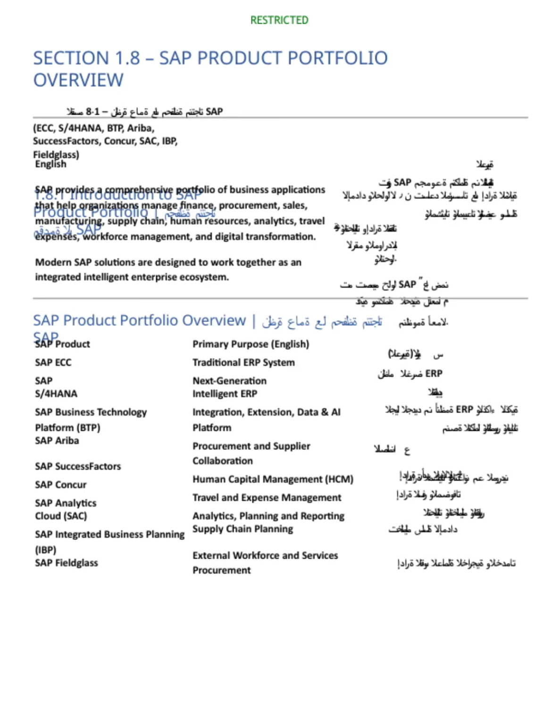Let's take a closer look at the SAP product portfolio, a suite of solutions designed to work seamlessly together, creating an intelligent enterprise ecosystem. From traditional ERP systems like SAP ECC to next-generation platforms like SAP S/4HANA and the Business Technology Platform, SAP covers everything. Procurement, supply chain, human capital management, travel expenses, analytics, all integrated to help organizations run smarter, faster, and more efficiently. This overview sets the stage for understanding how these tools connect and support modern business needs.